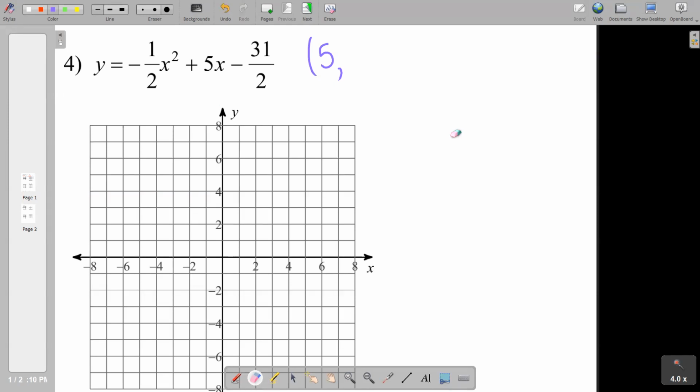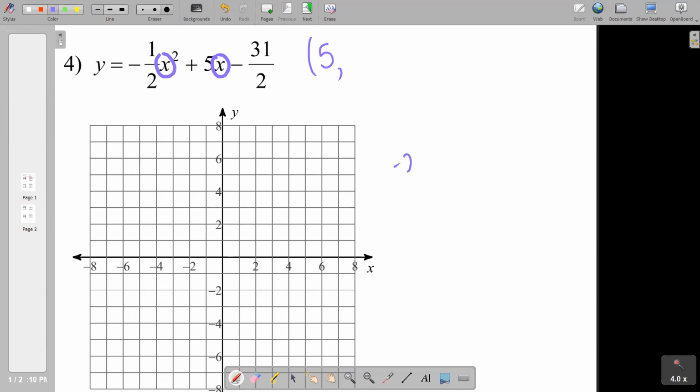Okay, so let's go find the y to go with it. And that means we're just gonna put the 5 where these little purple circles are. So there you go. Let's do the first purple circle. What is 5 squared? Good. And what is -1/2 times 25?